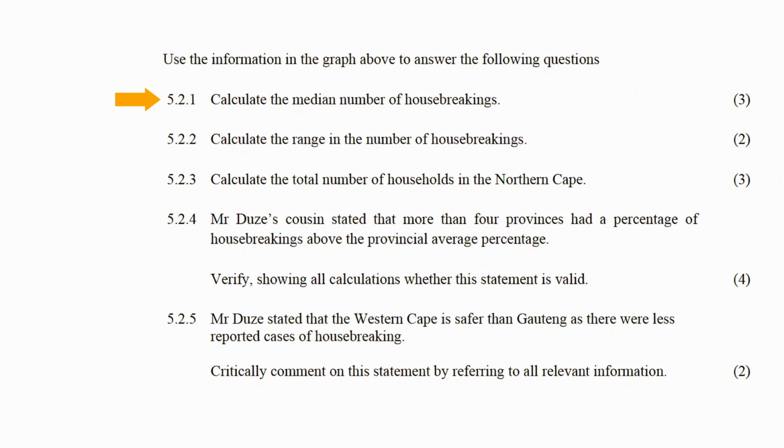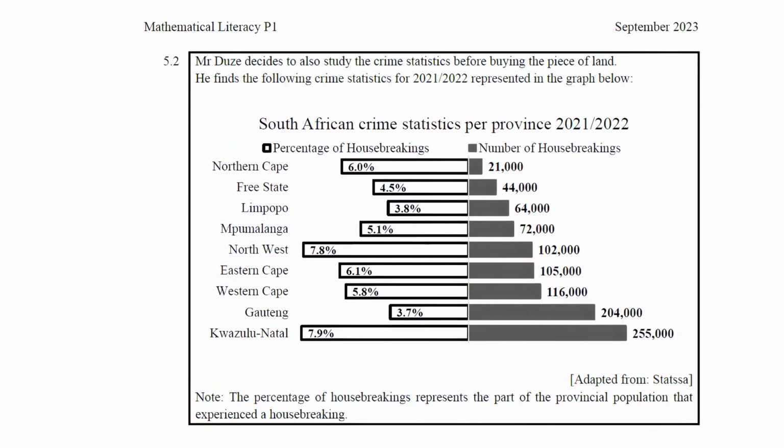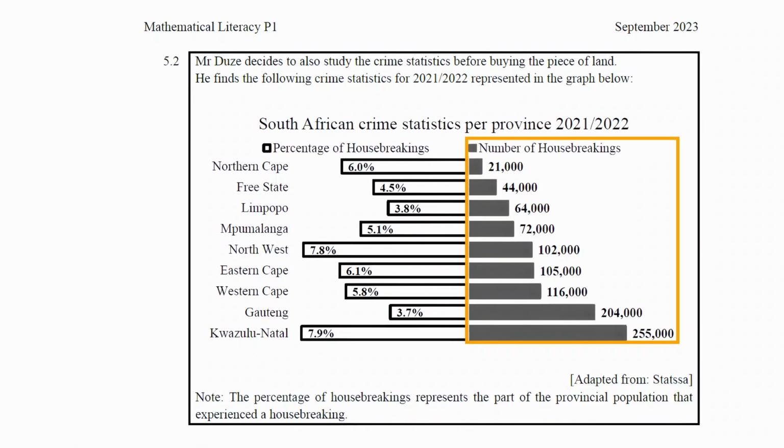In question 5.2.1, you have to calculate the median number of break-ins. To calculate the median of a dataset, we first have to arrange the data in ascending order. By observation, we can see that the data for the number of house break-ins are already arranged in ascending order. That is, from the smallest value to the largest value.